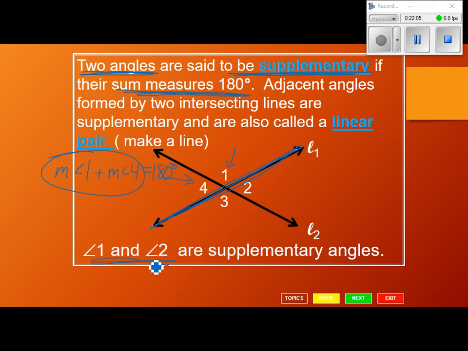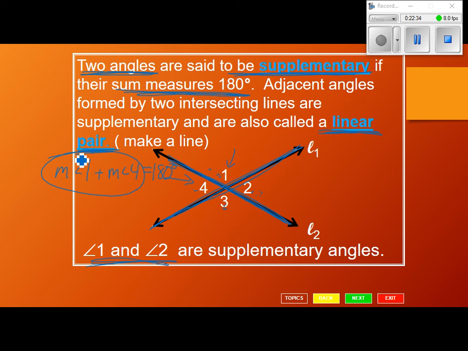Down here I say angle 1 and angle 2. If I look at angle 1 and angle 2 here, again they form a straight angle together. So they're supplementary angles. They're supplementary to each other. That means that the two of them together have to add up to 180. Angle 2 and angle 3 are supplementary to each other. Angle 3 and angle 4 are supplementary to each other. And that's sort of what leads to this next thing, a linear pair.